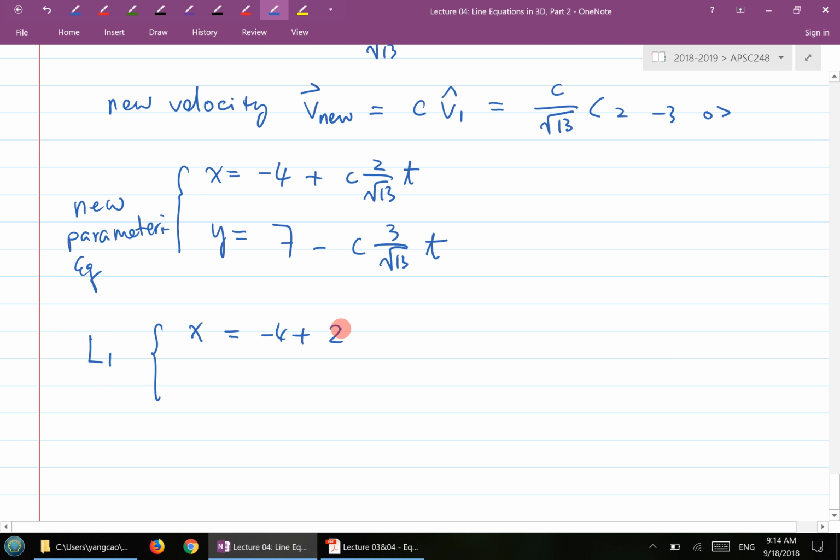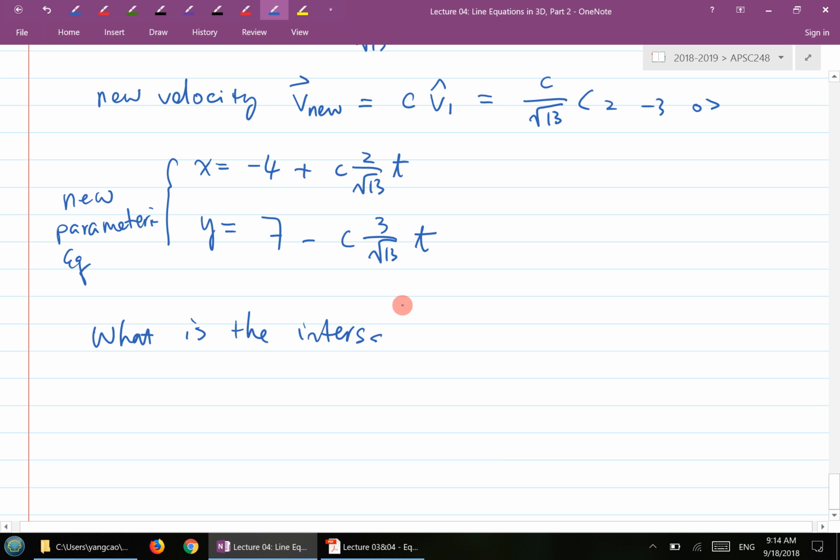So I want to know the location now. I need to know the location, so I need to calculate it. I'll write down one sentence here before I write down the equation. What is the intersection point?